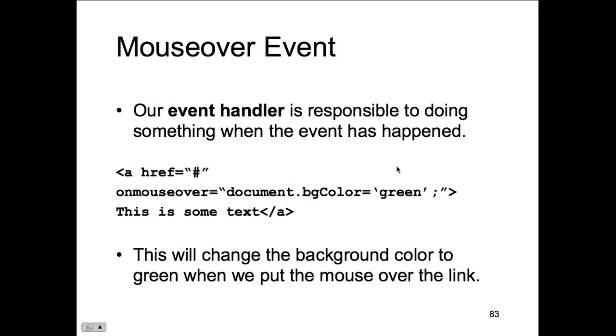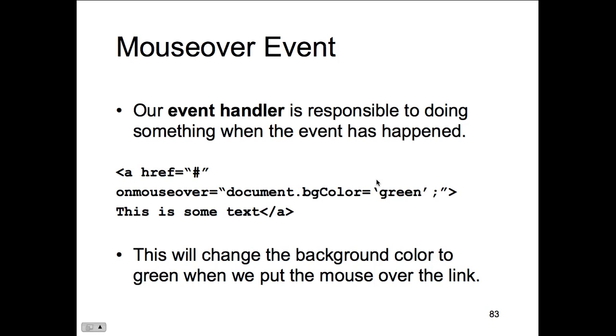Here's how we would do that. Our event handler is responsible for doing something when the event has happened. So here we have an anchor, which is a hyperreference, which is going to be a point in the page. So on mouse over, document.bgColor is equal to green. And this is some text. When you put the mouse over the link, it changes the background color to green. So it's going to be on the event of the mouse, on mouse over, and the on mouse over event is going to be tied to the text that's part of the anchor.